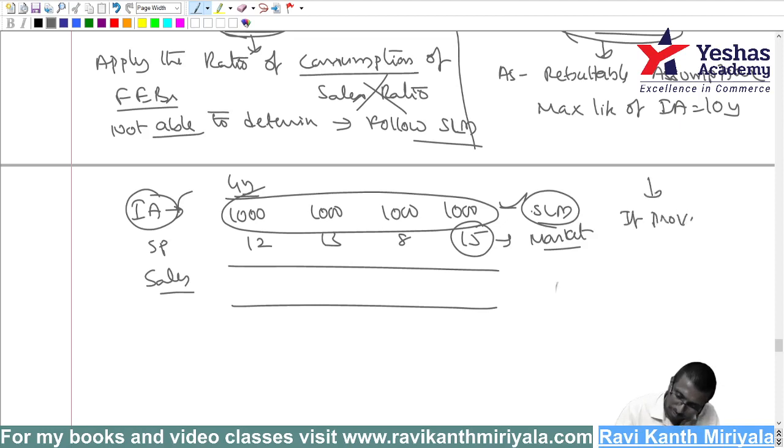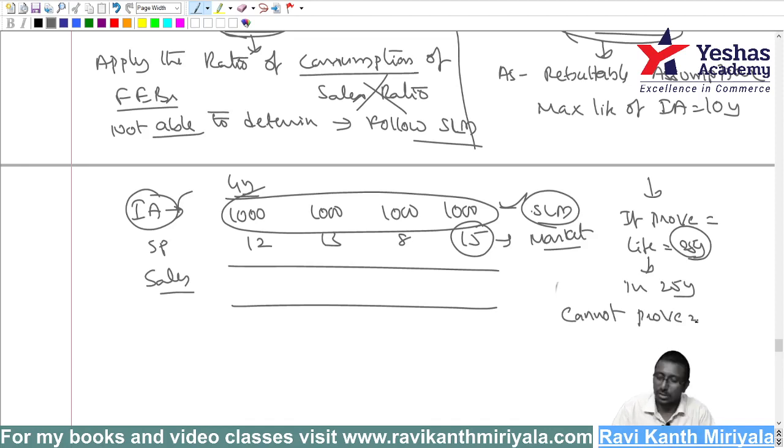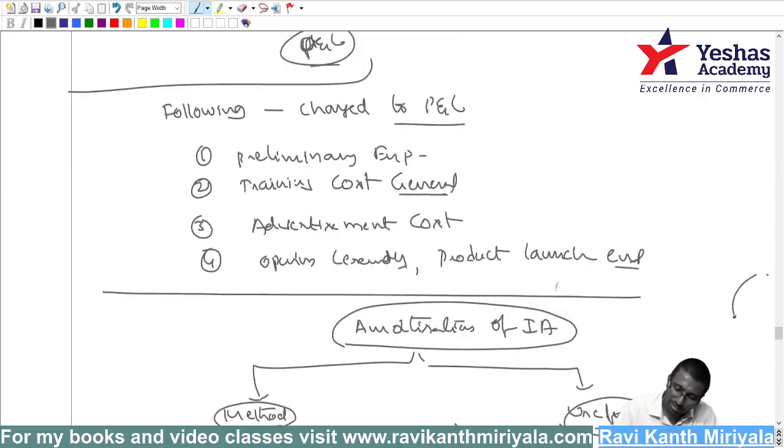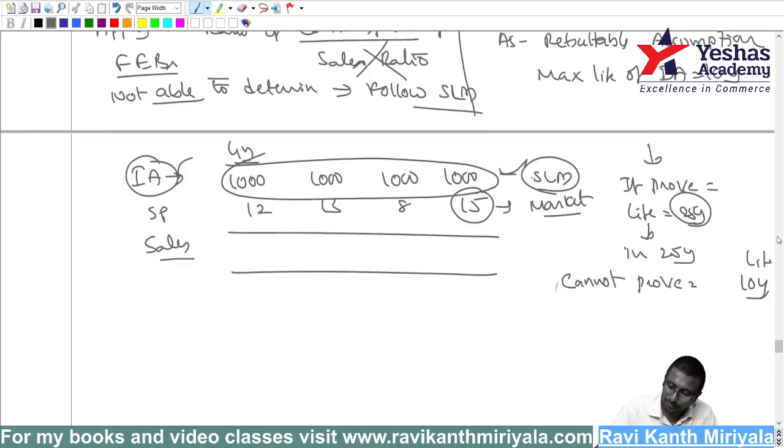Sir, if I prove that life is 25 years, I have documentary evidence and experience, then amortize over 25 years. Sir, I cannot prove it. Actually, life is more than 10, sir, but I cannot prove it. If you can't prove it, then life is equal to 10 years, maximum 10 years. You can't go beyond that.